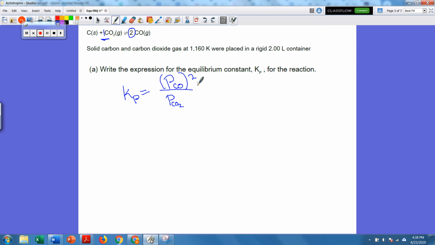So this is ideally what your equation should look like. Try to be careful not to use the square brackets for concentration when you are talking about pressure, and vice versa. Make sure you are using the square brackets when you're talking about solutions, aqueous solutions. Okay. So this is your expression. That's all there is to it. Okay.